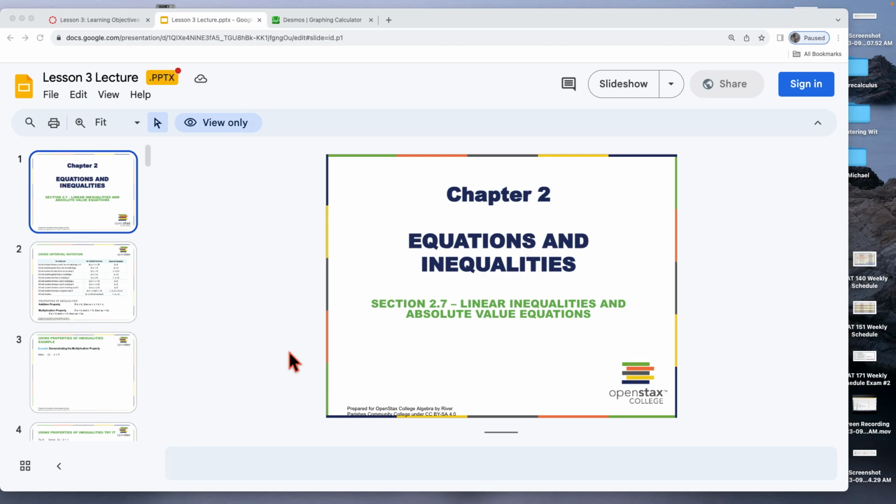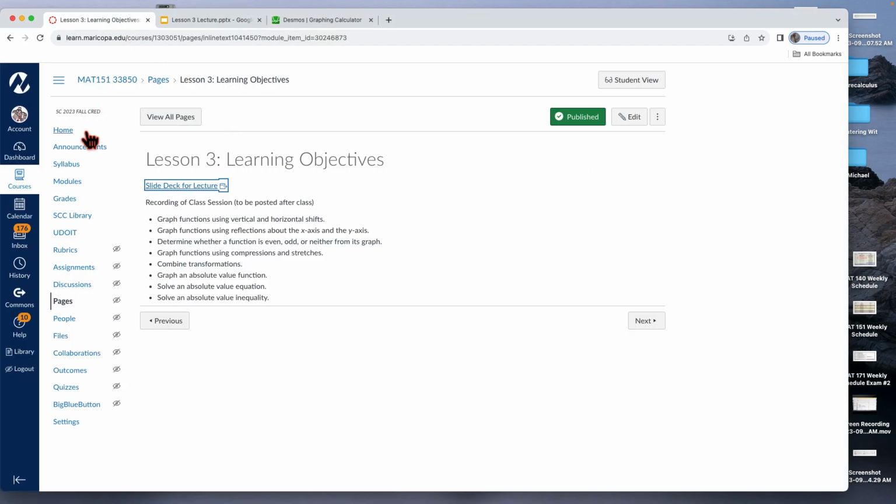And that's basically the lesson for this week. So absolute values and moving graphs around by changing the formula a little bit. So let's go ahead and get into, well, actually, let me come back.